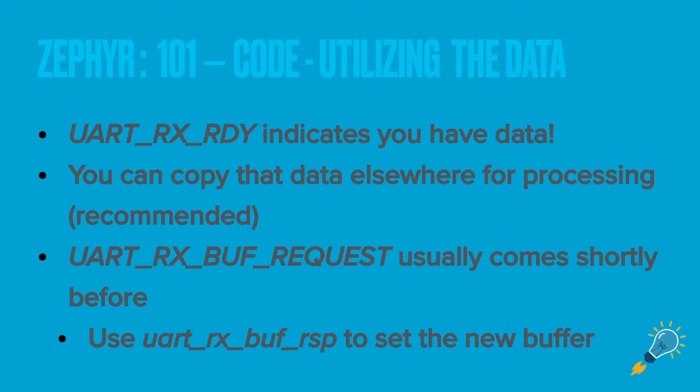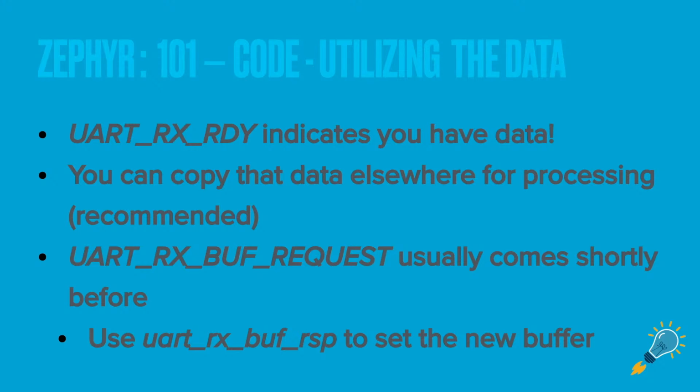So that ready event indicates you have data. You can get it as you need to and use it. I highly recommend that you actually copy it or use it elsewhere. You don't really want to do a lot of processing in this callback, only because it's going to prevent any other UART events or anything else from happening. So it's a quick, hey, I got data. I'm going to copy it to a message queue or a FIFO or whatever. Just get it out of the way, because you want to make sure that this callback can handle more requests as they come.